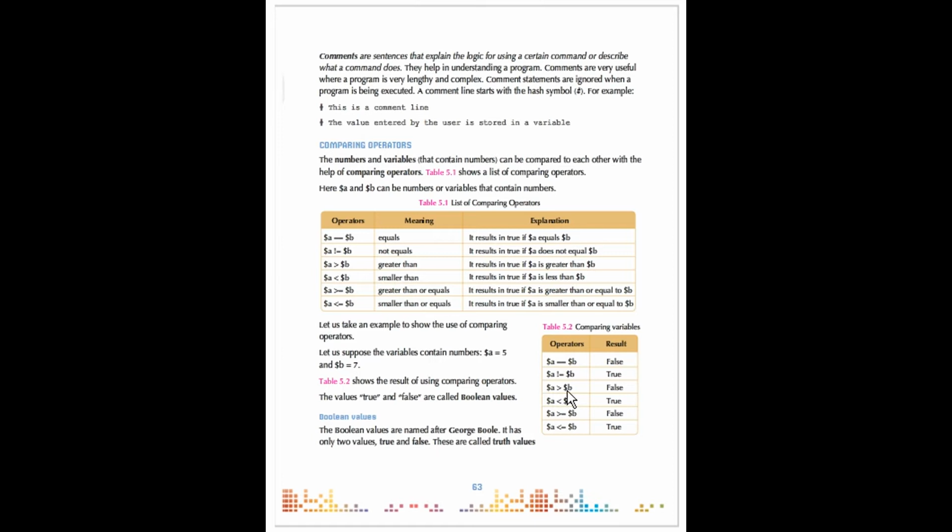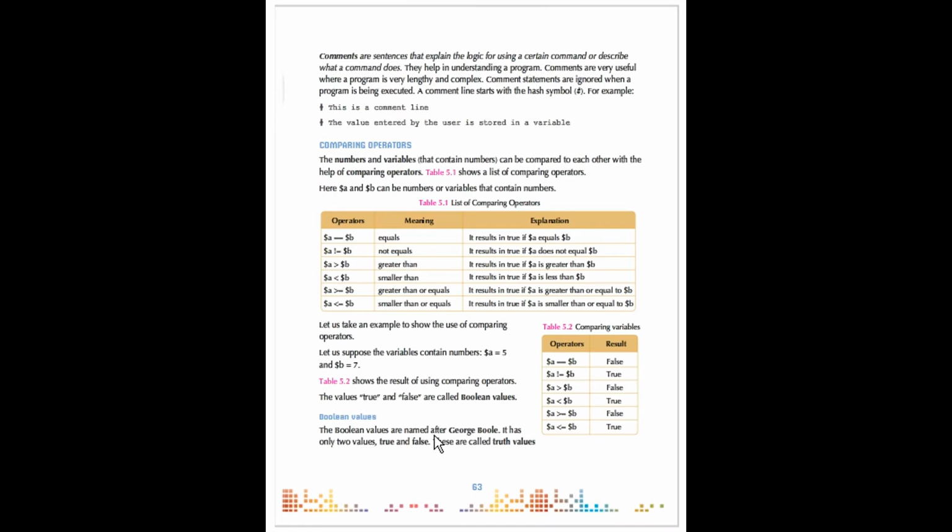A is greater than B: 5 is greater than 7? No, so we get the result false. A is less than B: 5 is less than 7, so we get the result true. A is greater than or equal to B: 5 is greater than or equal to 7? No, so we get the result false. A is less than or equal to B: yes, A is smaller, so we get the result true.